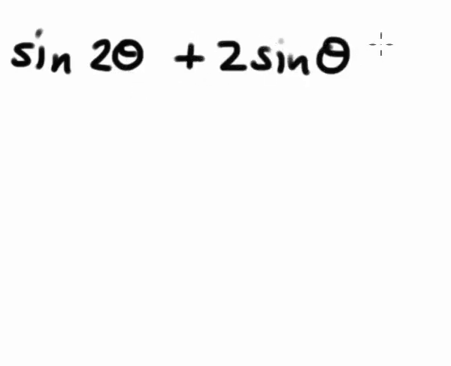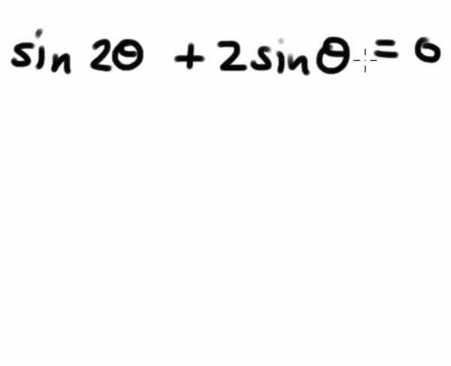Okay, how about this one? Try this one. Here's a lovely double angle: sin 2 theta plus 2 sin theta is equal to 0. So how are we going to do that? With much difficulty, some people might say. But think about it, it's actually not that bad at all.